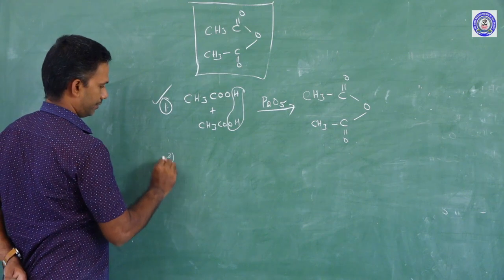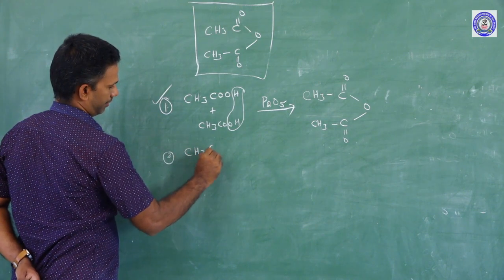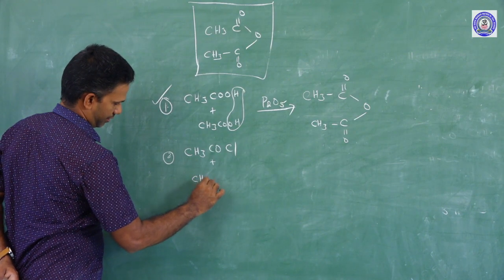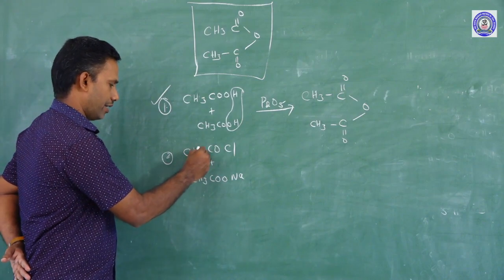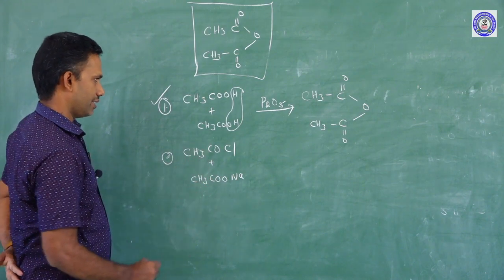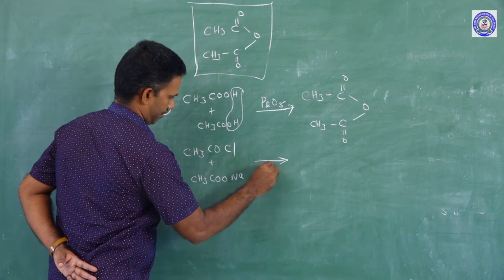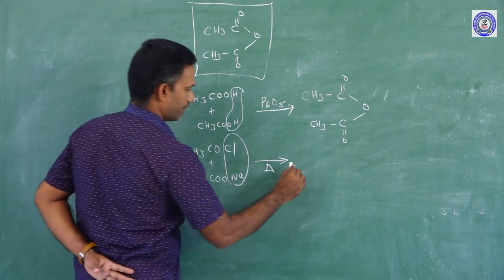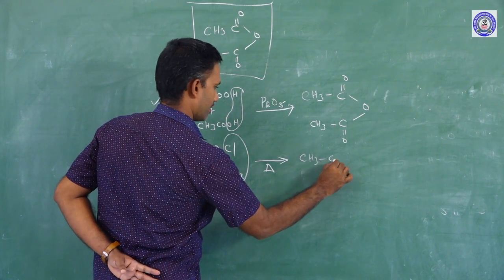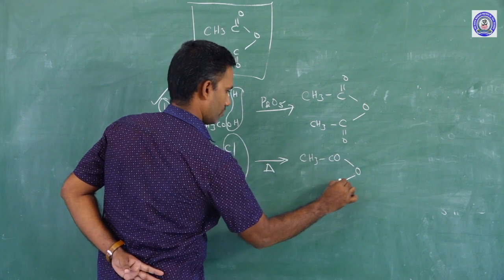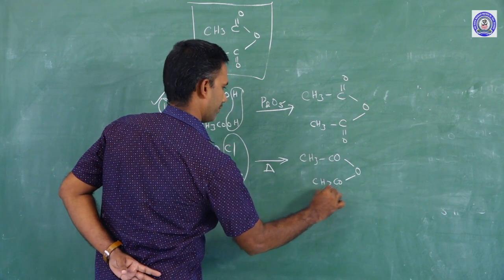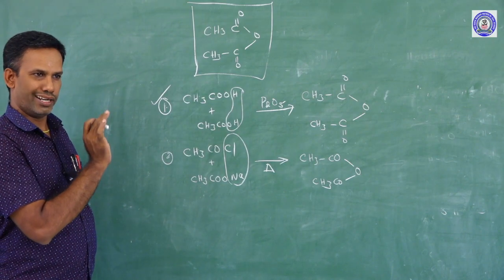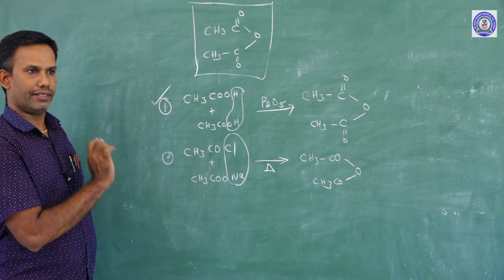Second method: acid chloride and a sodium salt of acetic acid. When acid chloride is treated with the sodium salt of acetic acid and heated, you get acid anhydride. NaCl is removed. CH3 CO O CO CH3. So, acid anhydride. Organic reactions are very easy when you understand what is happening in the reactions.